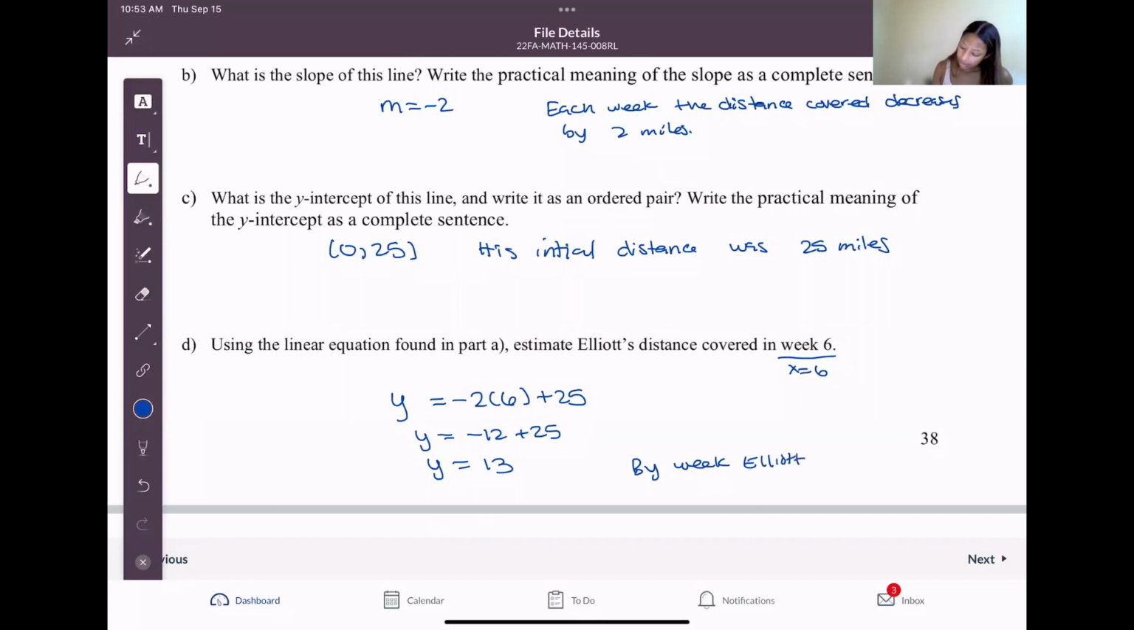All right, so by week 6, Elliot's distance covered is 13 miles.